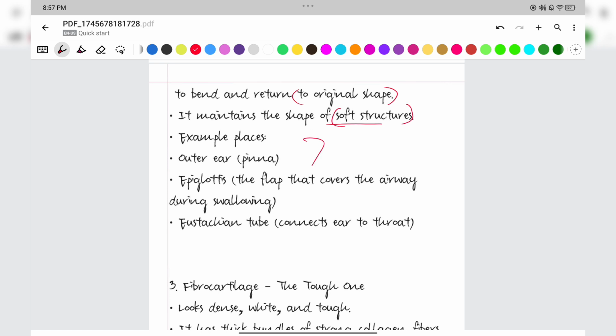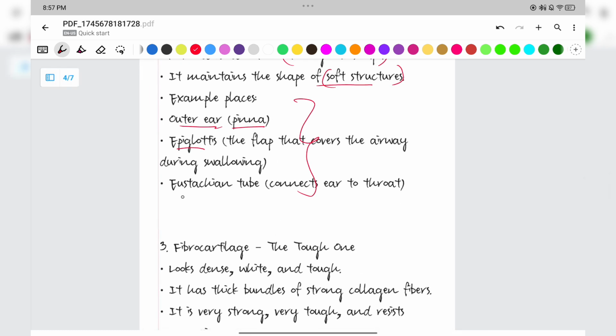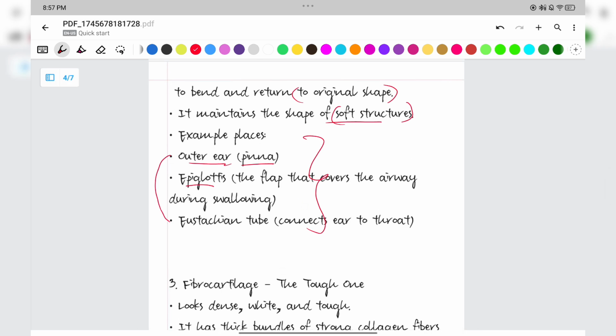Common examples. Okay, outer ear, pinna, epiglottis. Epiglottis is that flap which covers the airway during swallowing. It prevents the food from entering the airway. Okay, this is the eustachian tube which connects the ear to the throat. See, we could easily remember these both.